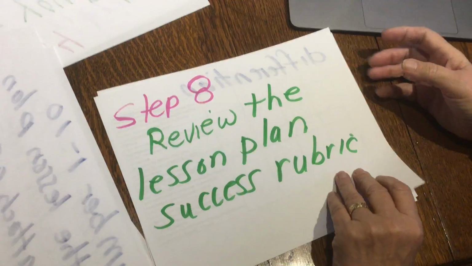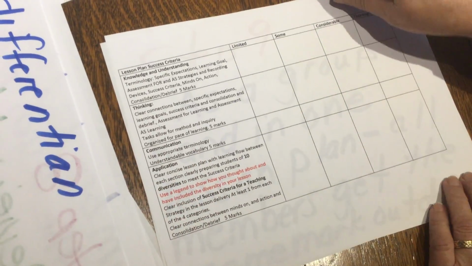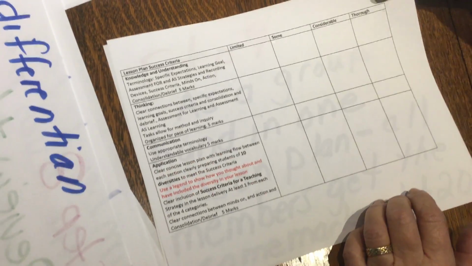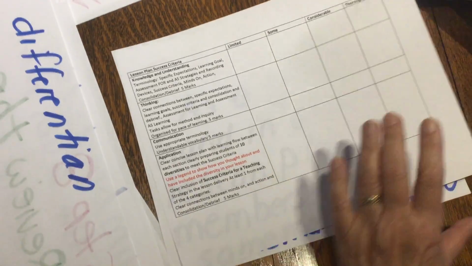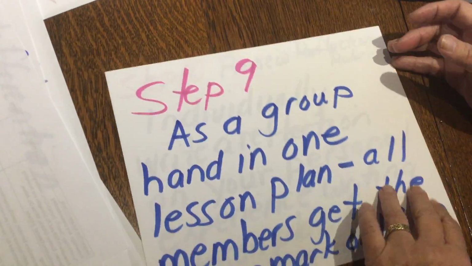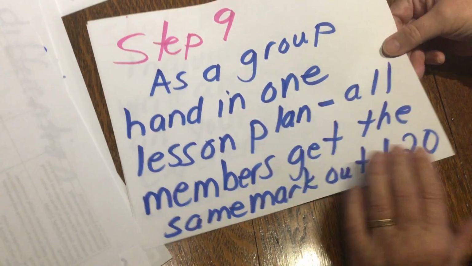Step 8, review the lesson plan success criteria. And you can go through that with your colleagues and yourself to make sure you've done the criteria for the lesson plan. And each part is worth 5 marks. And then as a group for step 9, you're going to hand in one lesson plan. All members will get the same mark out of 20.